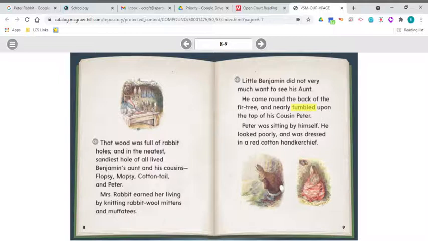Okay, so now we already connected these characters, and we know from yesterday, Peter was the naughty one, right? Peter was the naughty one, and Flopsy, Mopsy, and Cottontail were the good bunnies who listened to their mom.